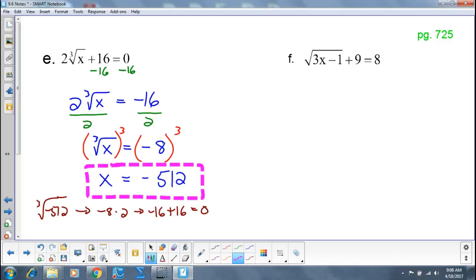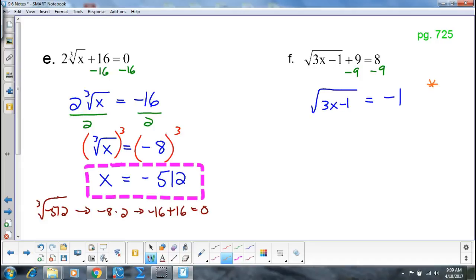Okay, next one. What do we do first? Subtract 9. That gives me the square root of 3x minus 1 equals negative 1. Correct? Yes. Now what? You square the left and the right side to get rid of the thing. Maybe. Okay, we can. That's fine. I'm going to put a little asterisk here. We'll come back to that in a minute.